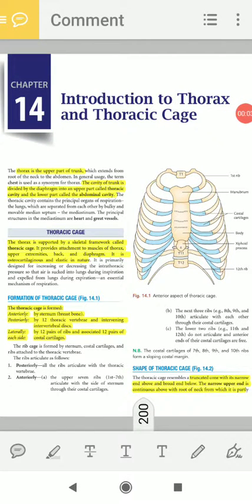Bismillahirrahmanirrahim. Today we will discuss the thoracic cage and the bones of the thorax. That means we will start with the sternum, then we will study the ribs, and then the vertebra. Okay, so let's start with the thoracic cage.